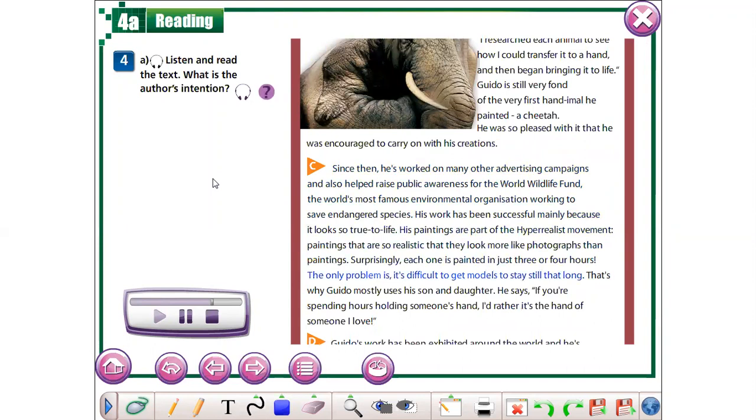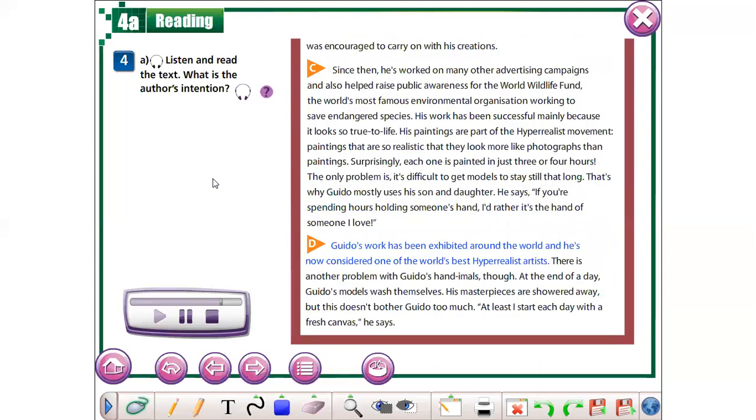The only problem is, it's difficult to get models to stay still that long. That's why Guido mostly uses his son and daughter. He says, "If you're spending hours holding someone's hand, I'd rather it's the hand of someone I love." Guido's work has been exhibited around the world, and he's now considered one of the world's best hyperrealist artists.